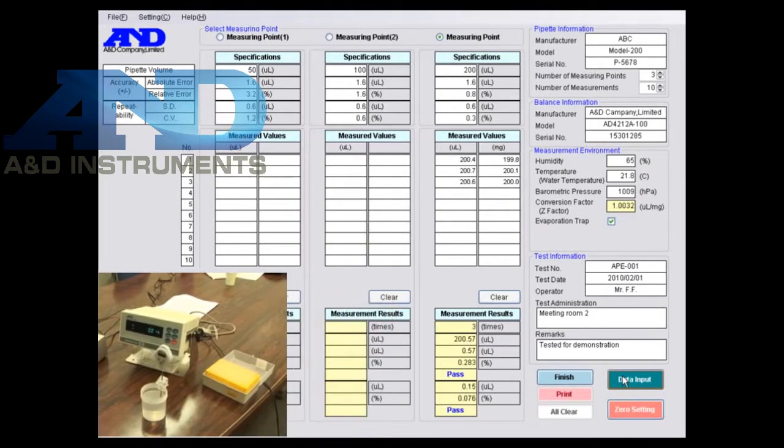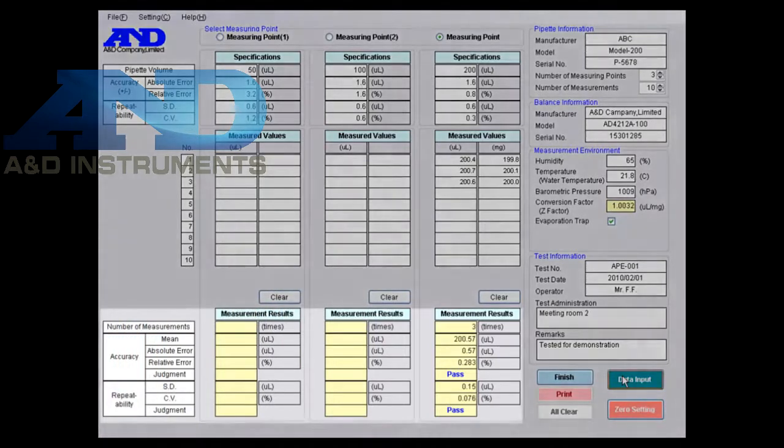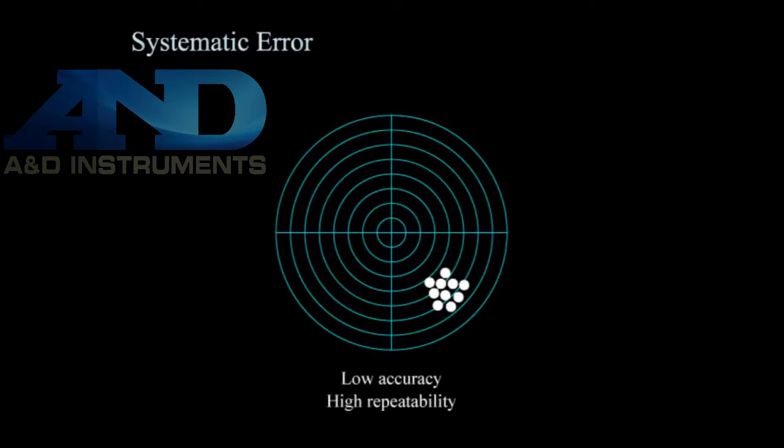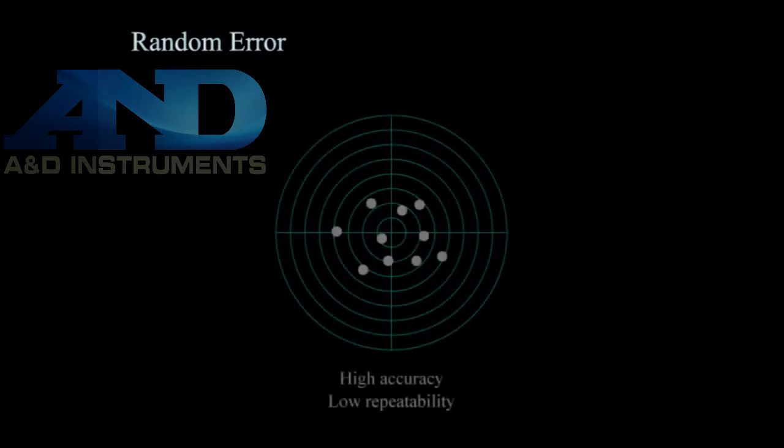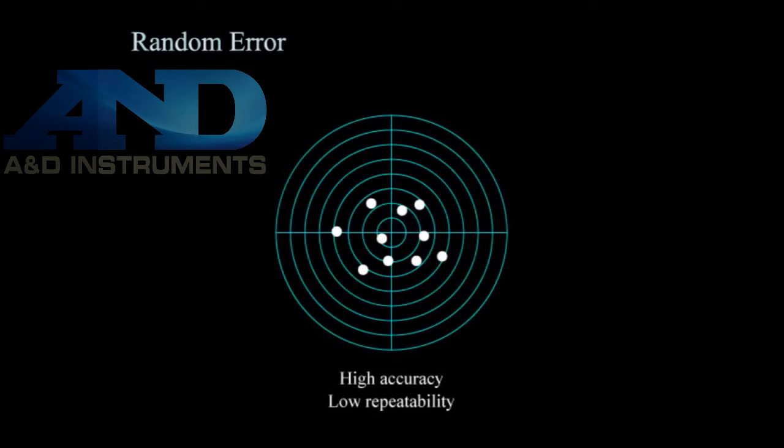When you have completed 3 measurements, WinCT Pipette starts to show the judgment results for accuracy and repeatability. The accuracy results indicate the systematic error of the pipette, which is the deviation from the true or target volume. The repeatability results indicate the random error of the pipette, which is the variation in repeated measurements.